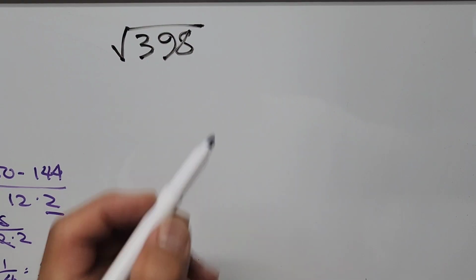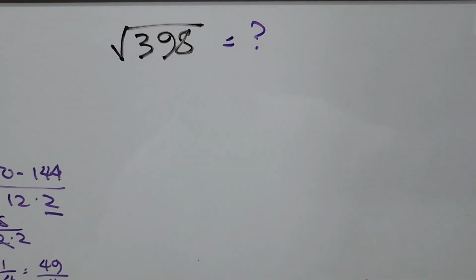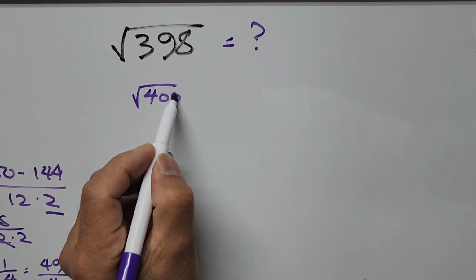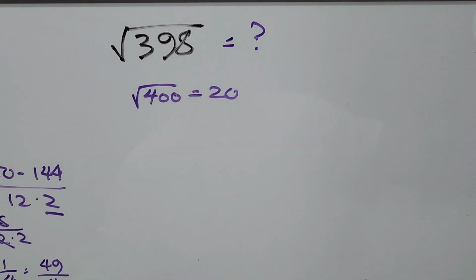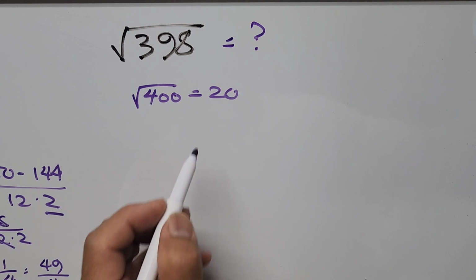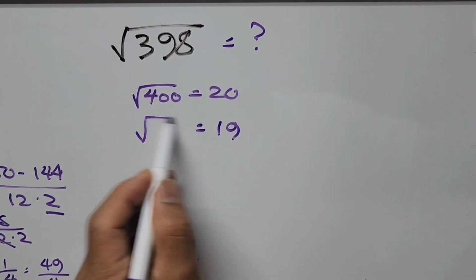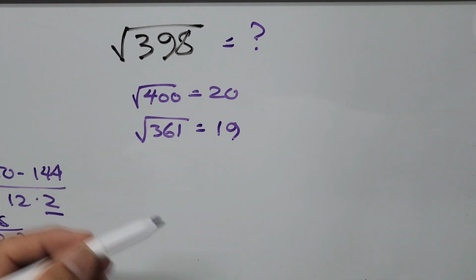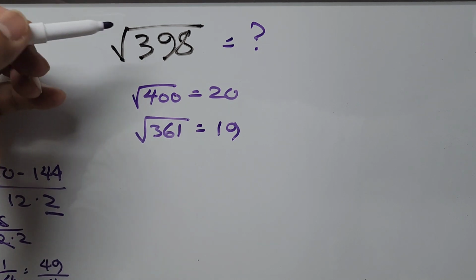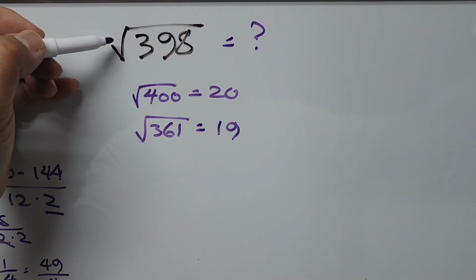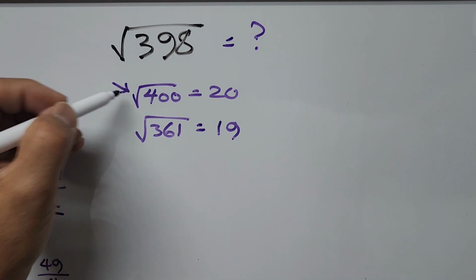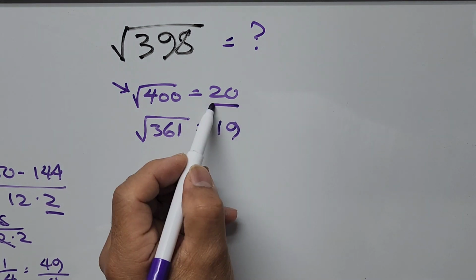All right. So how about the square root of 398? So what are the reference numbers? So we have the square root of 400, right? That's 20. And the other number is 19, right? The square of 19 is 361. So the square root of 361 is 19. So which of these numbers is closer to the square root of 398? 400 or 361? So this is closer, the square root of 400. So we're going to use this base number 20.